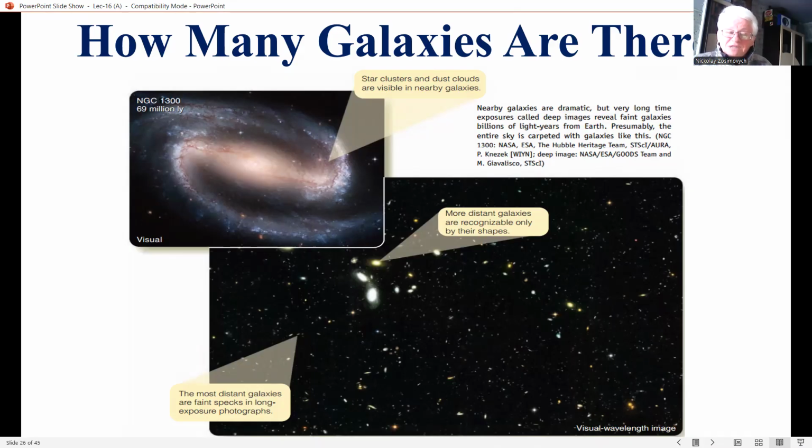The Great Observatories Origins Deep Field. Deep images reveal a tremendous number of galaxies, as you can see in this slide. There is no reason to believe that the regions of the sky chosen for deep fields are unusual. So it seems likely that the entire sky is carpeted with galaxies. At least 100 billion would be visible with today's telescopes. And surely there are other galaxies too distant or too faint to see.